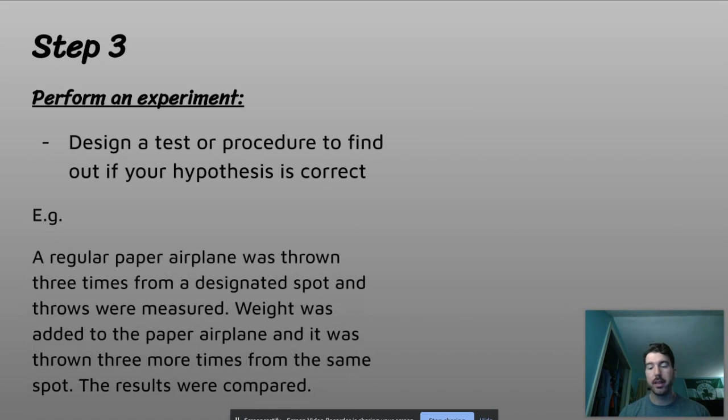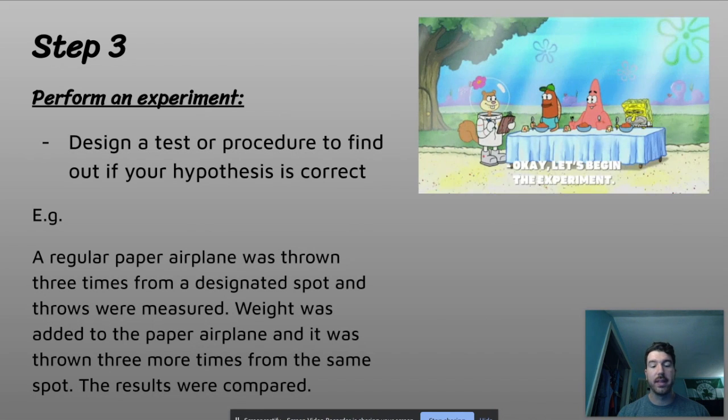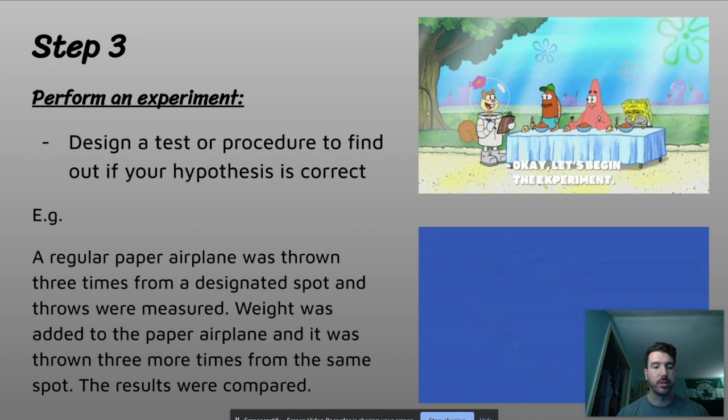So if we're using the airplane experiment, once again, as our example, what we would do is we would make a regular paper airplane and we would throw it 3 times from a designated spot in a room, and then we would measure those throws. Then, after that, we would take the same paper airplane, we would add weight to it, we would go back to the same spot we did before, throw it 3 more times the same way we threw it the previous time, and then we would measure those throws and then compare the results.